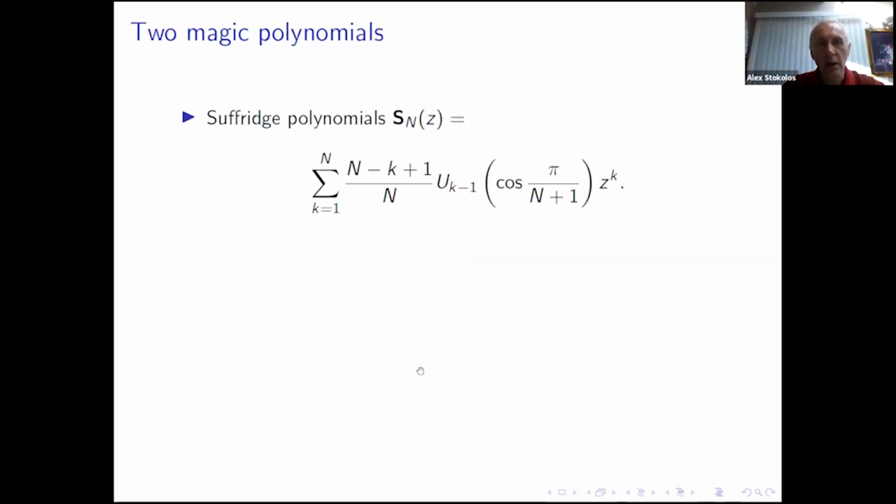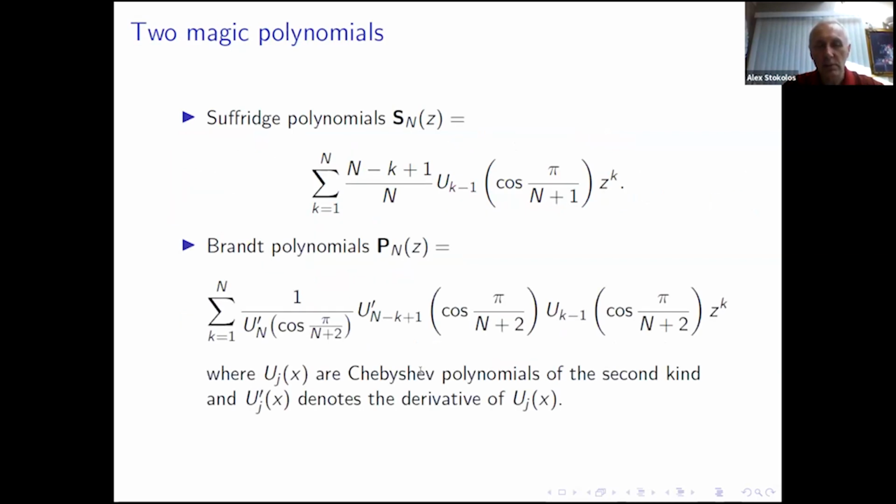Two magic polynomials, I mentioned them in my previous talks. One is the Suffridge polynomial. It's a univalent polynomial of this specific form, where U_{k-1} is a Chebyshev polynomial, and this is its value at some point. And this is what we call Fourier multipliers.